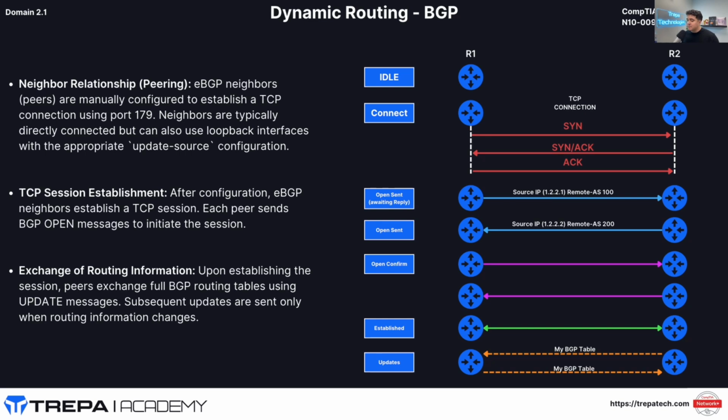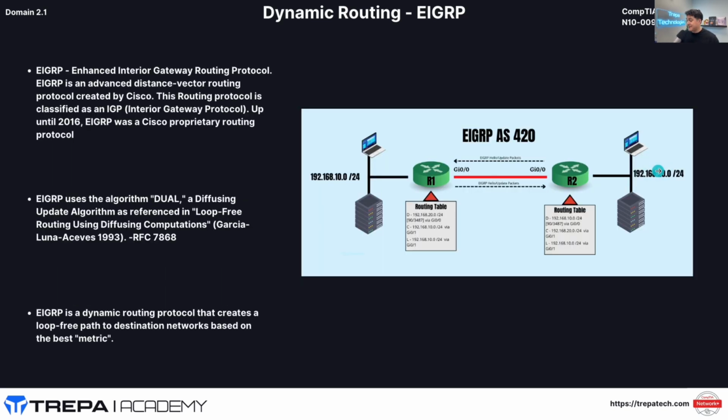After this establishment, so now we have a TCP connection and a BGP connection, we're going to exchange routing information. So once we're established, now we send updates. We're going to be sending BGP routing tables using BGP update messages. Once those messages are sent, we get a BGP routing table, and then we put those routes into our global routing table. And that's as far as we're going to talk about BGP.